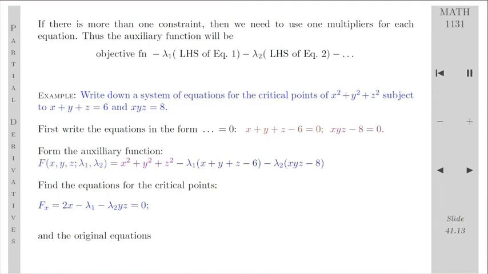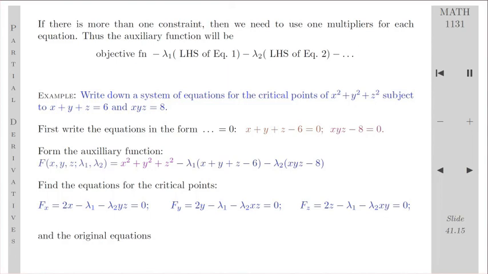Again, we can get the partial derivatives with respect to y and z by symmetry, or we can go through the calculations again. The partial derivative with respect to y will be 0 plus 2y plus 0 minus lambda 1 times the quantity 0 plus 1 plus 0, or just 1, so minus lambda 1, minus lambda 2 times x times 1 times z minus 0, or just xz. The partial derivative with respect to z will be 0 plus 2z minus lambda 1 times 0 plus 1 minus 0, or just 1, minus lambda 2 times the quantity x times y times 1 minus 0, or just xy.